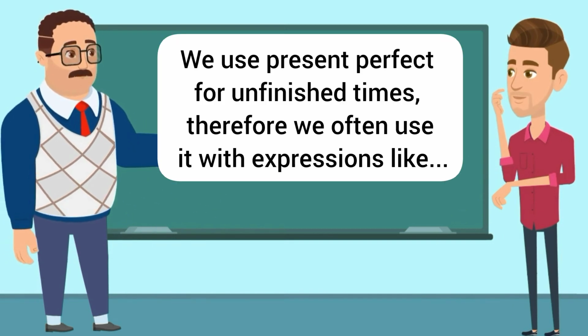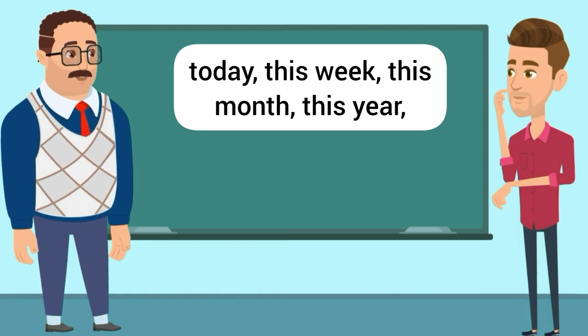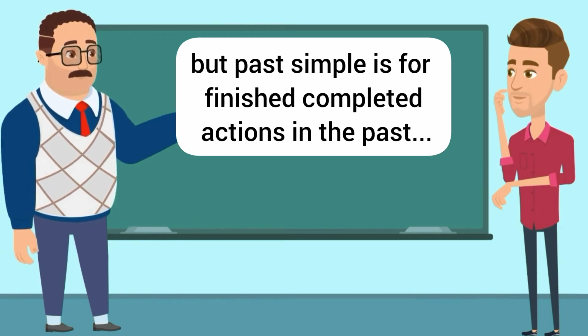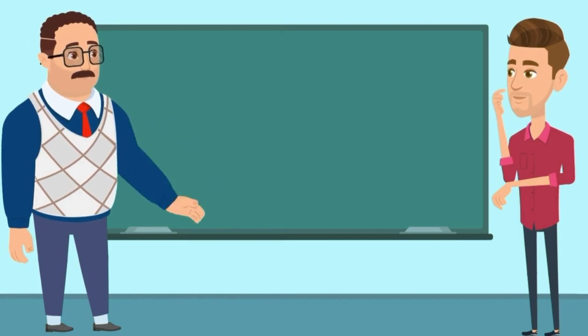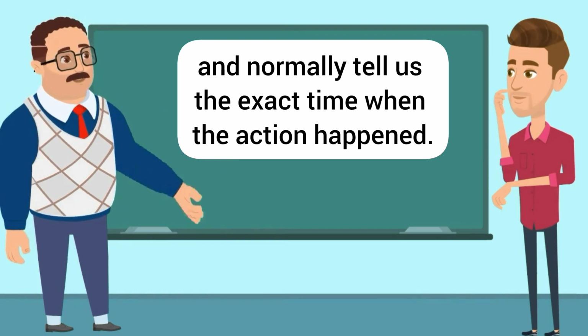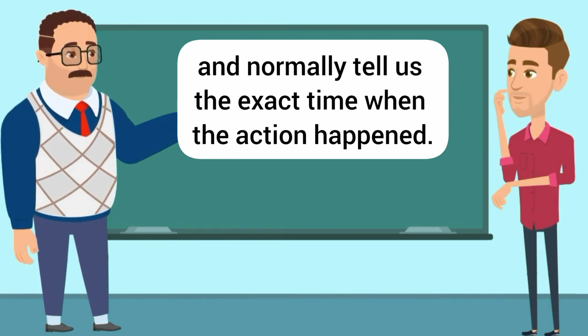We use present perfect for unfinished times, therefore we often use it with expressions like today, this week, this month, this year, but past simple is for finished completed actions in the past. And normally tell us the exact time when the action happened.